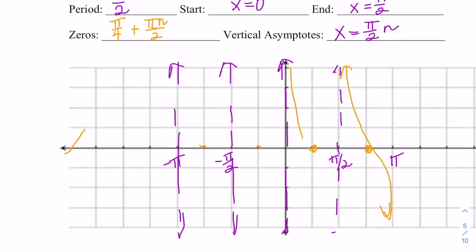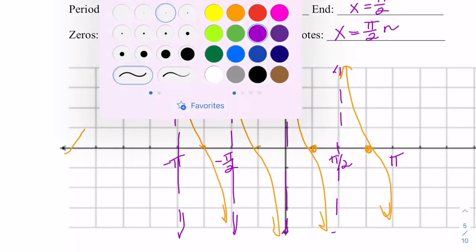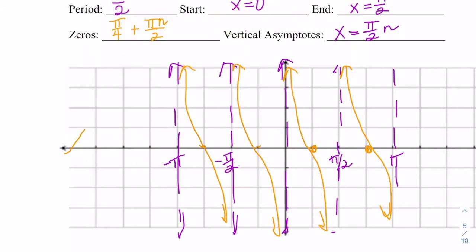So cotangent is decreasing. Looks almost like a cubic. And it's going to go towards positive infinity or to negative infinity, depending on the asymptote.